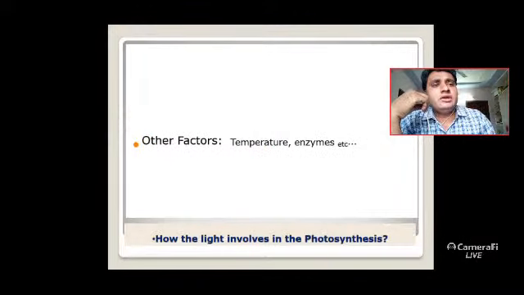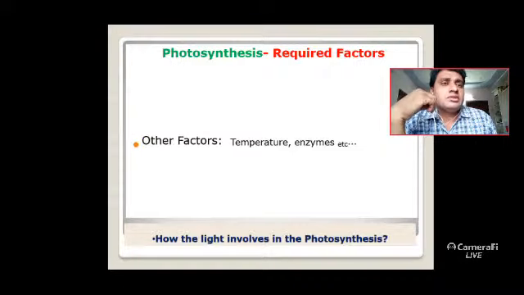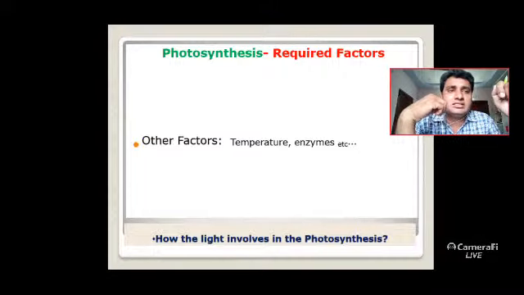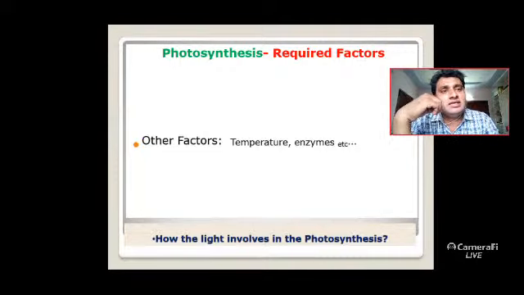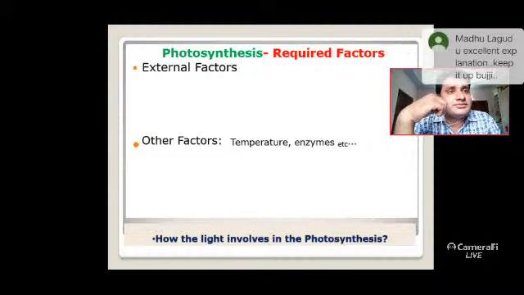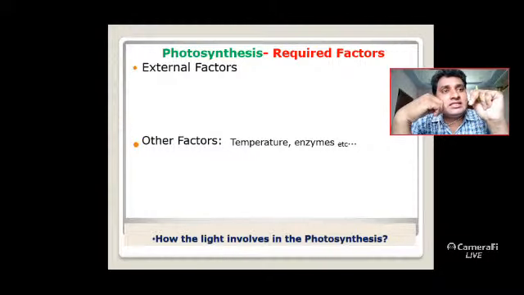In this slide I am going to explain the factors which are involved in photosynthesis. Actually, two kinds of factors are there for photosynthesis. One is external factors and the second is internal factors. What are external factors? External means outside. Internal factors means inside.